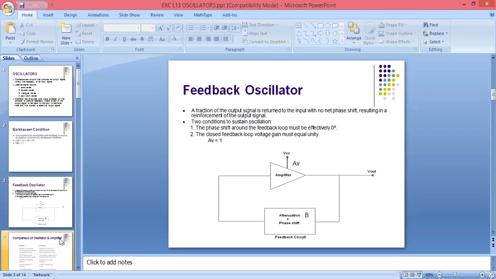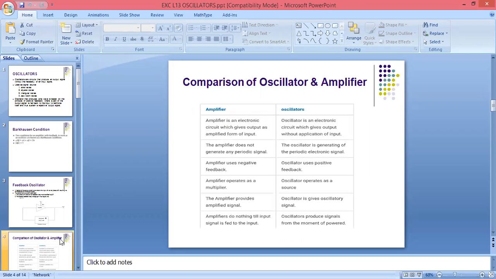Then we have seen the differences between amplifier and oscillator. Amplifier will use negative feedback. Oscillator will use positive feedback. In amplifier, there is need of input voltage. In oscillator, there is no need of the input voltage. It can give output without application of an input. Then amplifier does not generate any periodic signal. It will give amplified output. But oscillator will not give amplified output. It will give the periodic signal as a output. These are some differences.